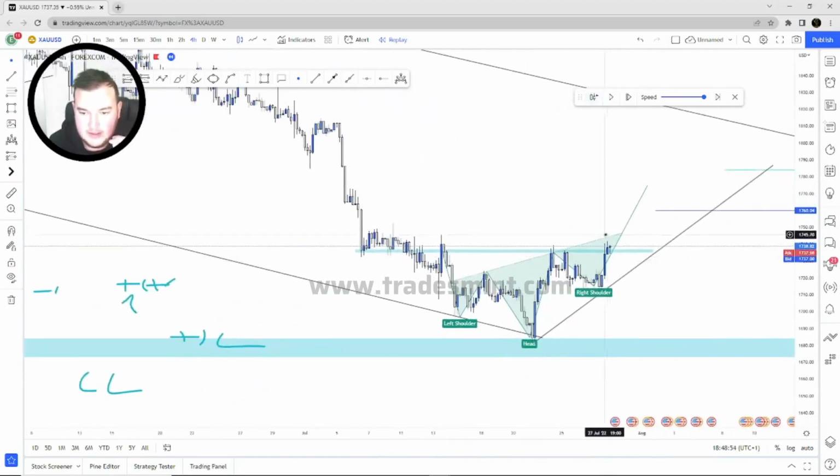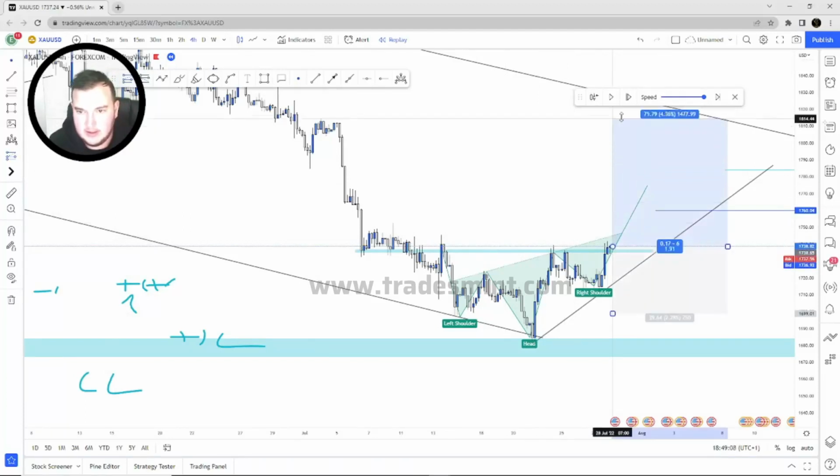If I go to a lower time frame, this is what we consider a break retest. We cover that in 3.0. But if we break this level after an inverted head and shoulders, we know to buy. Because why is it an inverted head and shoulders? It is a reversal pattern.